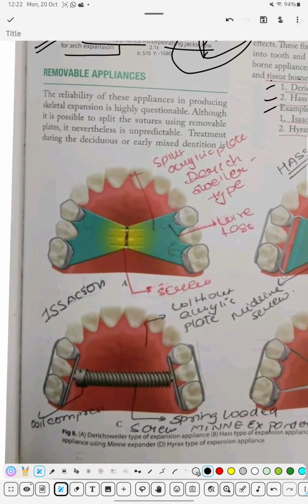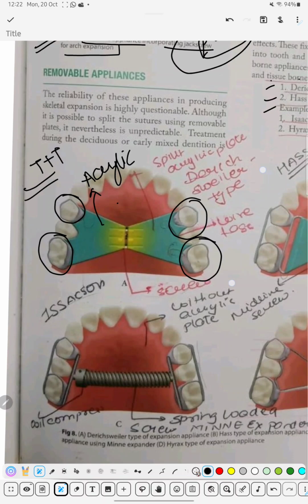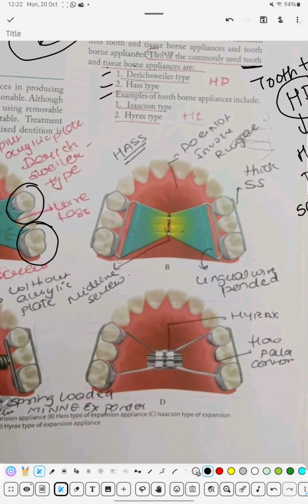So let us see the diagram. The first diagram, you can see, is a Derrick Swiller appliance. You can all see that there is an acrylic plate. This acrylic plate takes support from the tissues, and the clasps that are given take support from the teeth. So by just looking at the picture, you can make out that it is a tooth plus tissue appliance. Similarly, you will go to the Haas type.